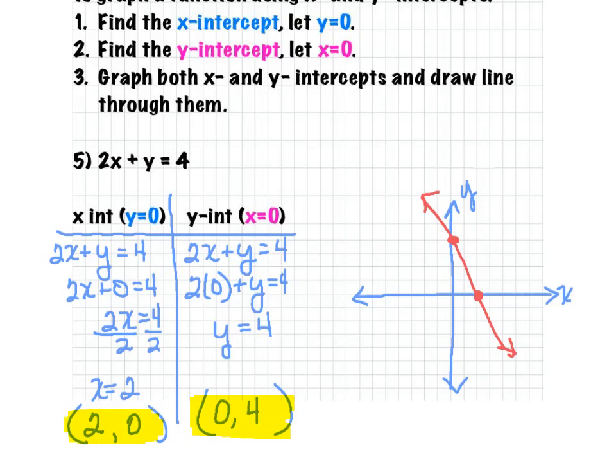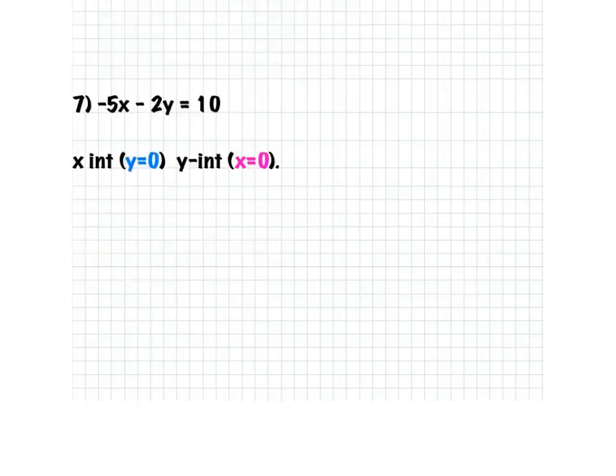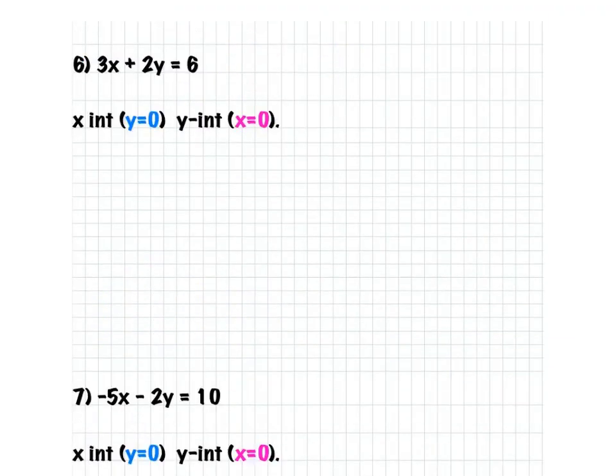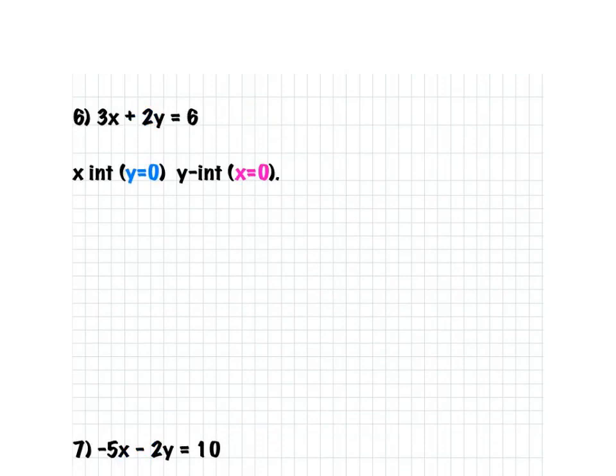Okay, let's go on. Let's try number 6: 3x plus 2y is equal to 6. So we're going to go ahead and write down our table. On the left side, we're going to find our x-intercept. On the right side, we're going to find our y-intercept. So let's write the equation 3x plus 2y equals 6.